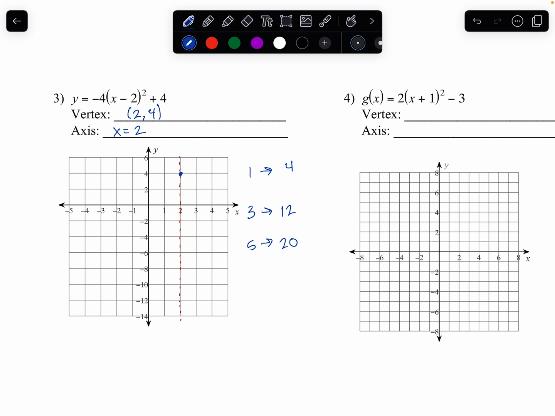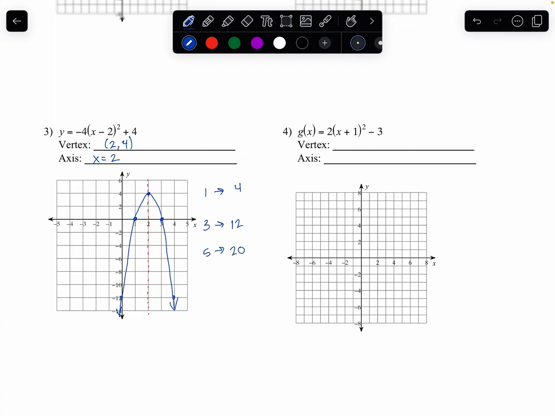Okay, and now let's use the 1, 3, 5 rule. So we're going to go over 1 in both directions, and then we're going to go down 4. So that would be right here and right here. And then we're going to go over 1, and then we're going to go down 12. So that would put it right here and right here. Okay, and then we should be good to draw it right there. And that's how you're going to do the rest of these ones.